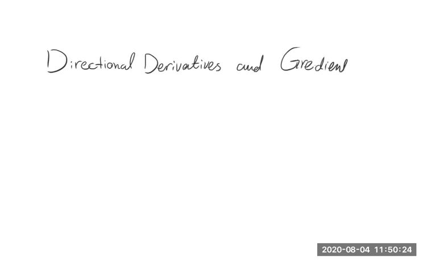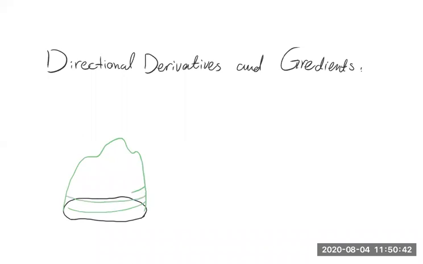Directional derivatives and gradients. Okay, so suppose you are on a mountain or on a hill, something like that. This is, suppose, a hill, right? Suppose you are climbing or walking somewhere, you're somewhere there.